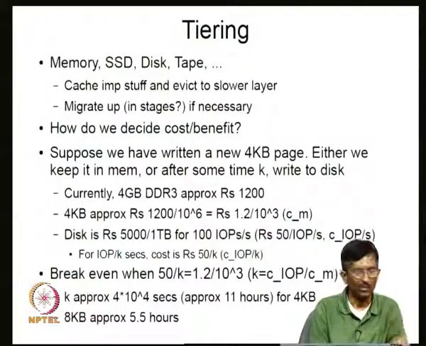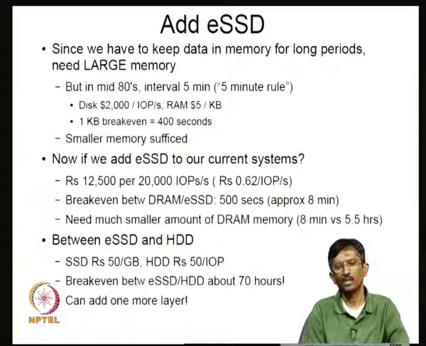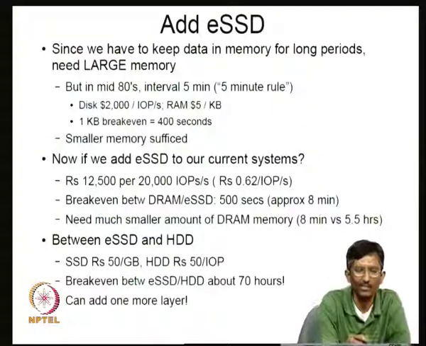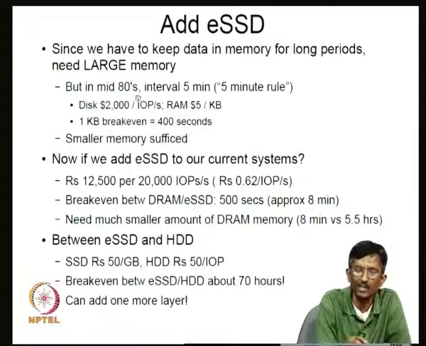Now let us add SSD. Basically what I am saying is, since we have to keep data in memory for long periods, 11 hours etc., we need large memory. That makes the system very expensive. But notice that in the mid-80s, disk was much more expensive, and RAM was even more expensive, because for example, in those days it was $2,000 per IOP, something like that, and RAM was $5.